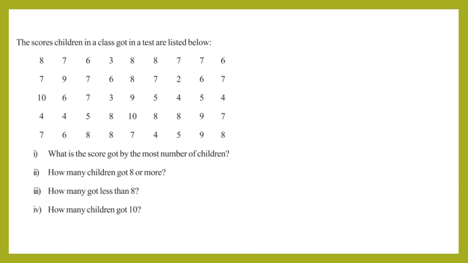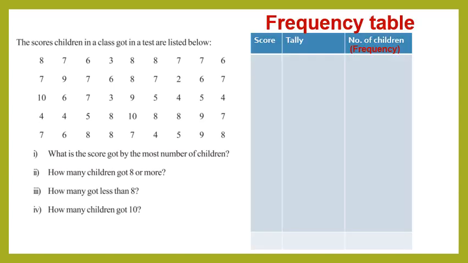First of all, let us make a frequency table as before. Here, we can use the method of tallies. We saw this tally method in class 5. So here we are going to use one column for tallies. See, 3 columns are there. First column for score, second for tally marks, and third for the frequency. Here frequency is the number of children.